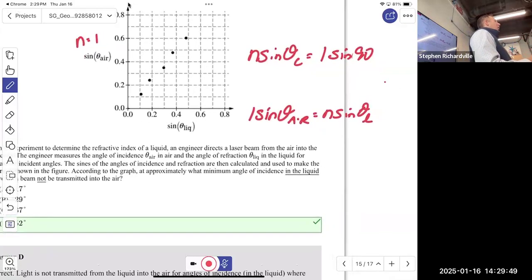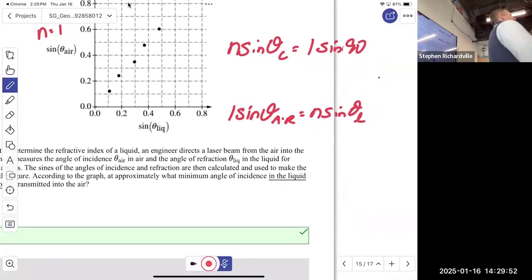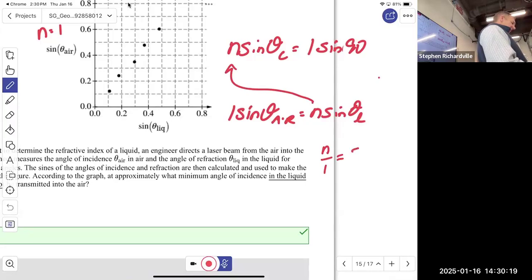So this is where I kind of start to hope that things open up for me. I'm just making true statements and trying to play around with the math a little bit. I know that my slope is also there, so I could try to figure out what that is. My n value up here for that material, that n over 1 would be sine theta air over sine theta liquid.